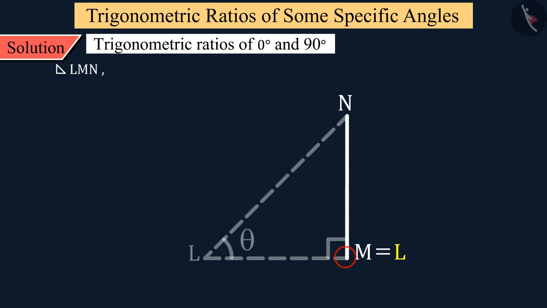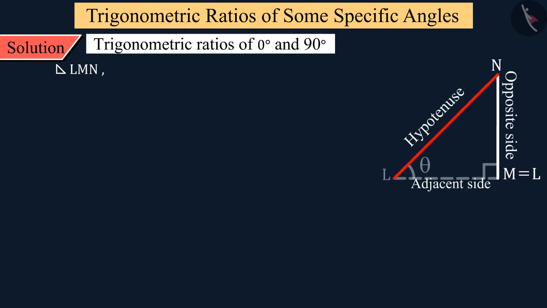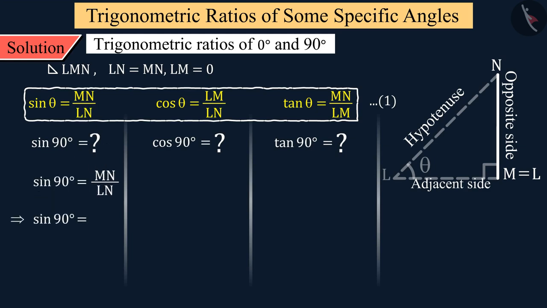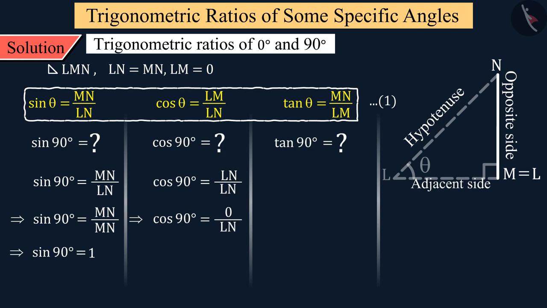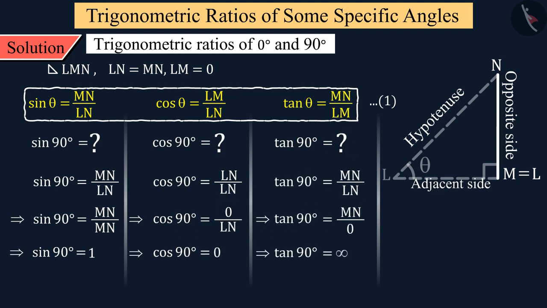And finally, we see that point L comes so close to point M that the angle theta is very close to 90 degrees. And at the same time, the value of angle N is also almost 0 degrees, where side LN coincides with side MN. In this situation, we can say that the length of side LM will be approximately 0. Therefore, the trigonometric ratios of sine 90 degrees and cos 90 degrees are obtained as 1 and 0 respectively.